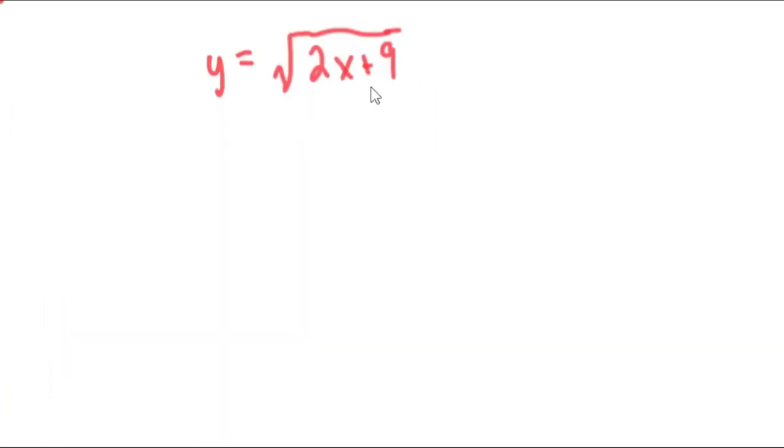Okay, so here's our function, y equals the square root of 2x plus 9. We're going to write it as (2x plus 9) to the 1/2 power. That's what it means to take the square root of something. It's like you're raising it to the 1/2 power. So notice I haven't done any derivatives yet. I'm just rewriting the original function.